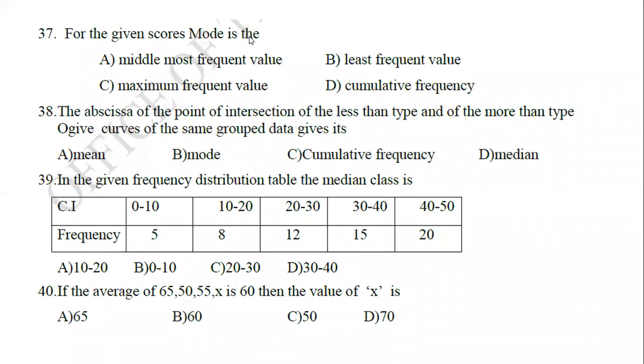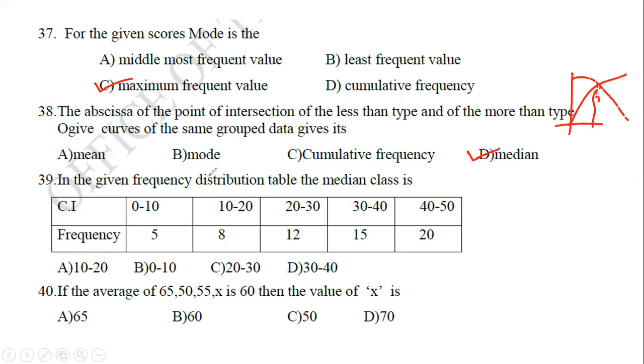37th question. For the given score, mode is the middlemost frequency value? No. Least frequency value? No. Maximum frequency value? Yes. So option C is correct. Next question. The abscissa of the point of intersection of the less than type and more than type ogive curves of the same group of data gives it. Yes, already we know this graph of less than and more than ogive. So this point is the median. Option D is correct.